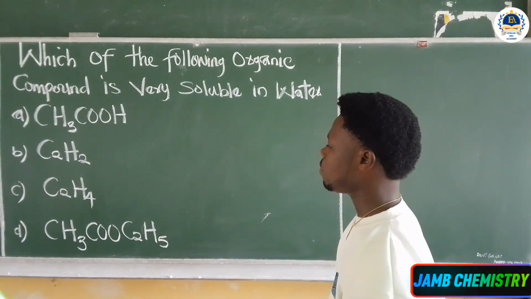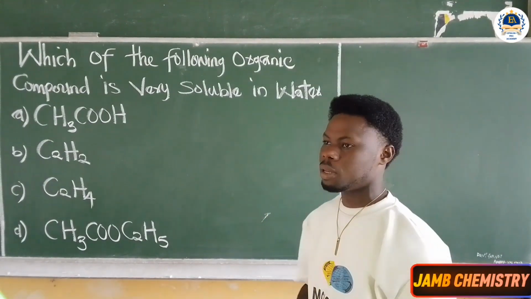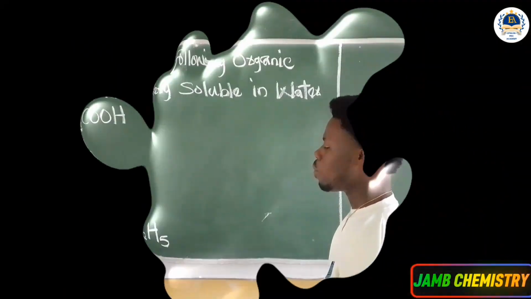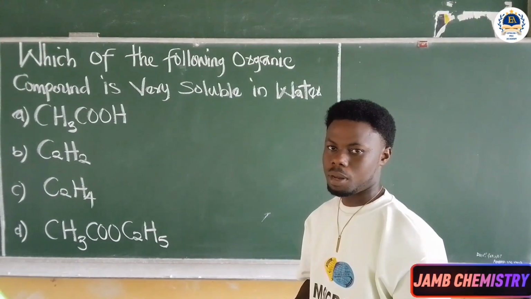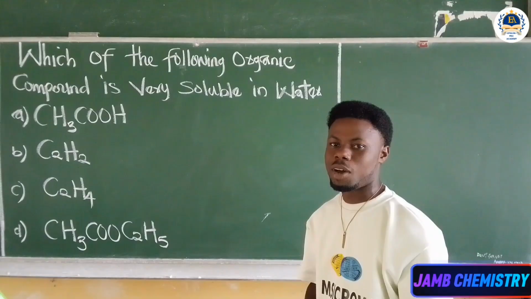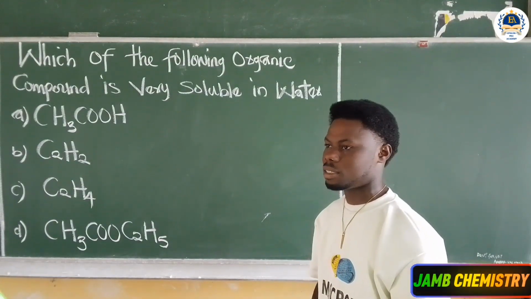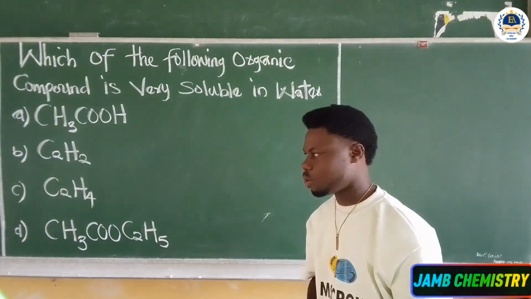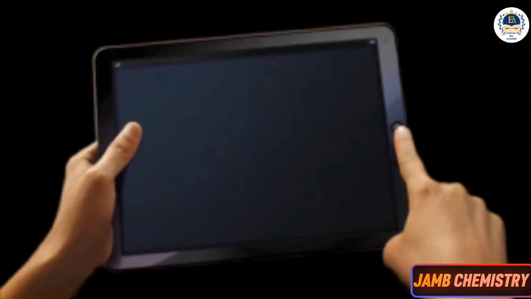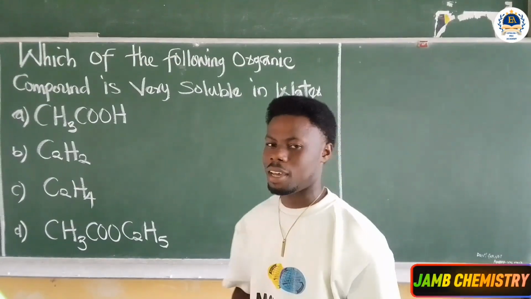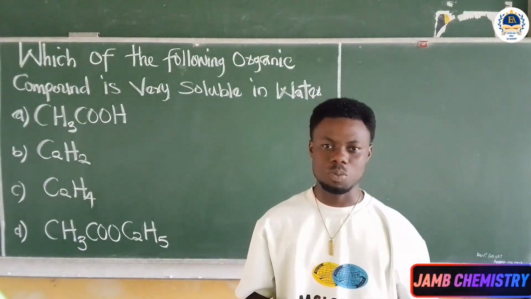Option C, we have ethene. This is from the alkene family, or the olefins family. So they are non-polar hydrocarbons and also insoluble in water. Option B, we have ethyne from the alkyne family, or the acetylenes. They are non-polar and also insoluble in water. So the correct option on the board is option A, ethanoic acid from the carboxylic group.